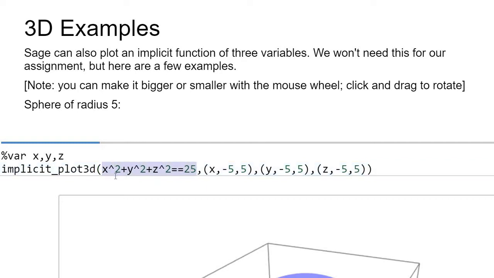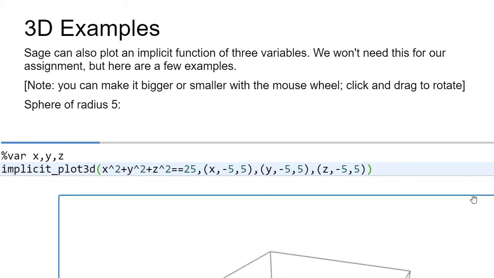This is the equation of a sphere. X squared plus y squared plus z squared equals 25 is the equation of a sphere of radius 5 centered at the origin. You have to specify the plot range for all 3 variables. Now we're used to doing x and y, now you just need to add z. And of course it doesn't have to be x, y, and z. It can be any 3 variables you want. This could be a, b, and c, or u, v, and w, or whatever. Just use the letters in the right spot.